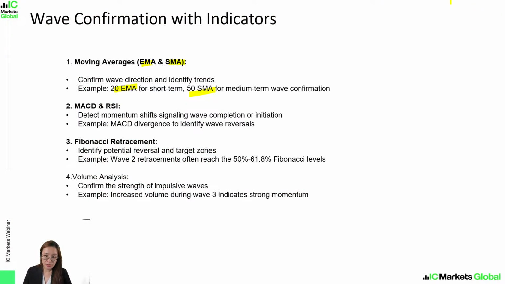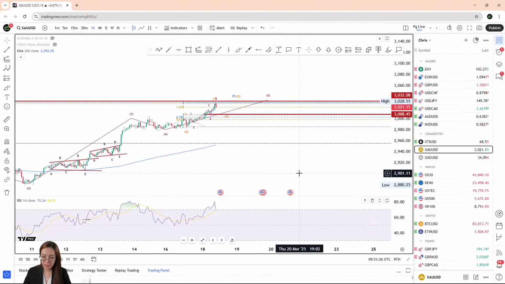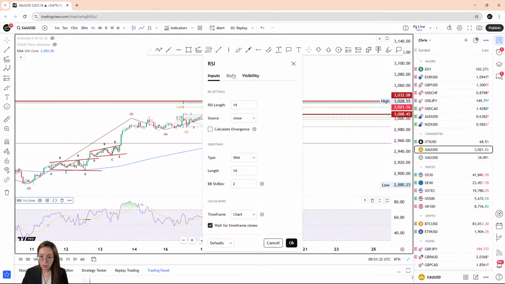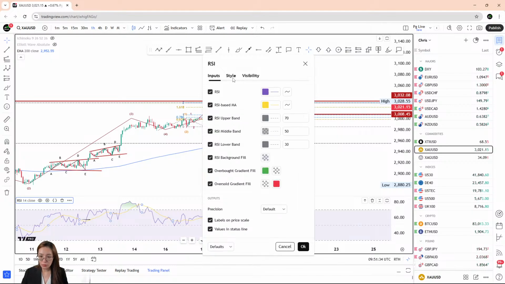MACD and RSI: you can use the MACD for divergence to identify wave reversal, but I personally use the RSI to look for divergence. For example, go back here and pull out the RSI. I use the RSI to identify divergence and overbought and oversold.